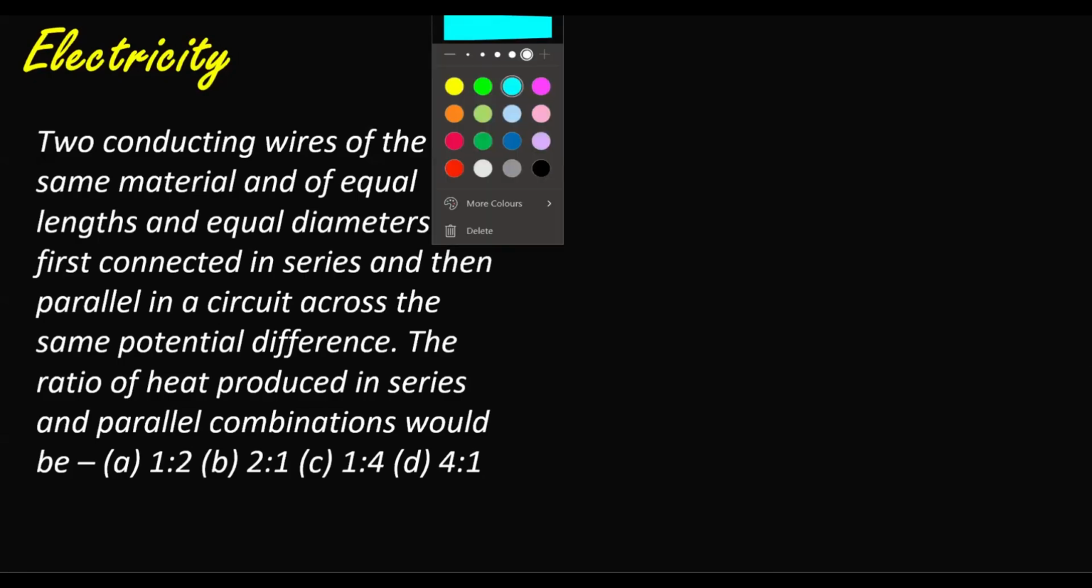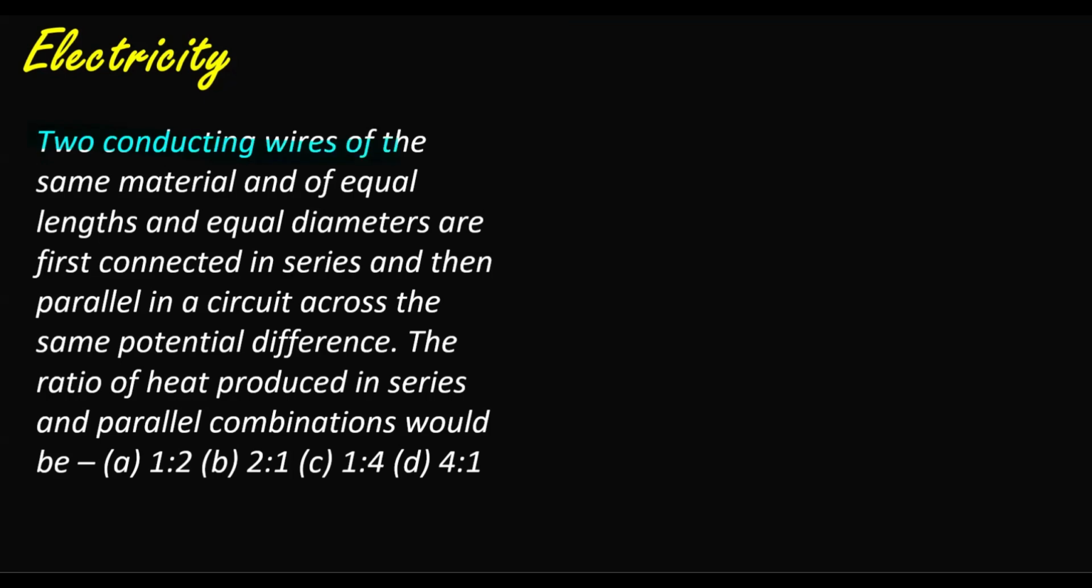In the next question, he says that two connecting wires of the same material and equal lengths and equal diameters are first connected in series and then in parallel in a circuit across the same potential difference. So the ratio of the heat produced in the series and in parallel combination.